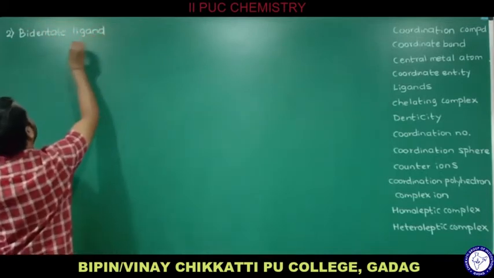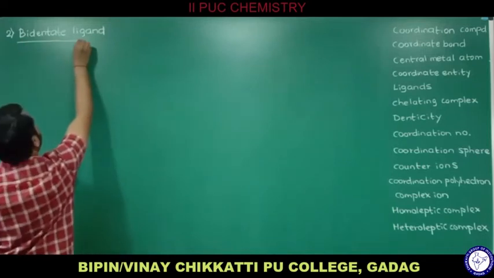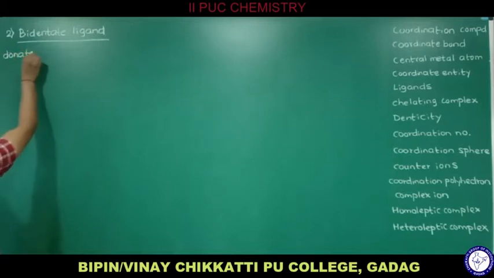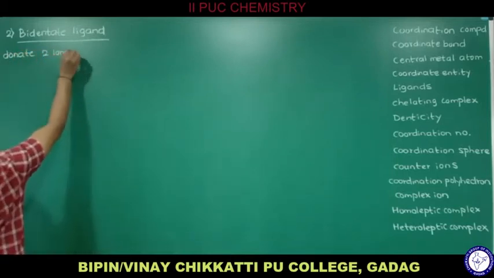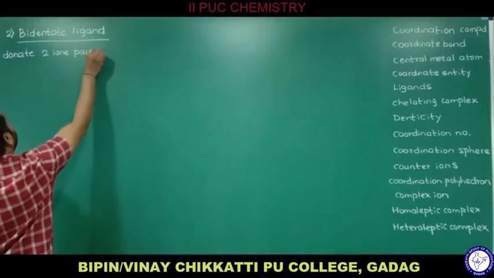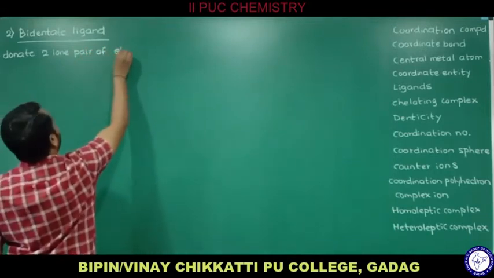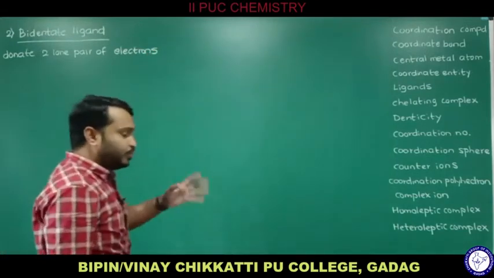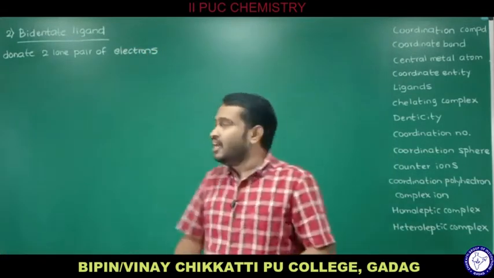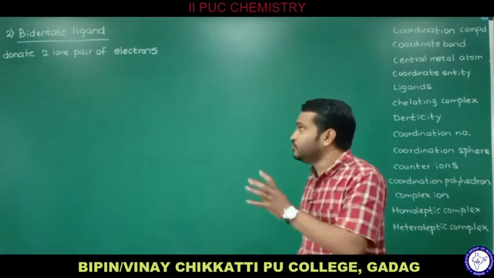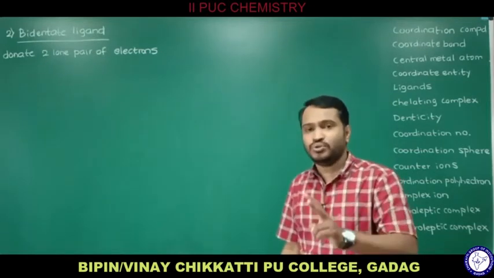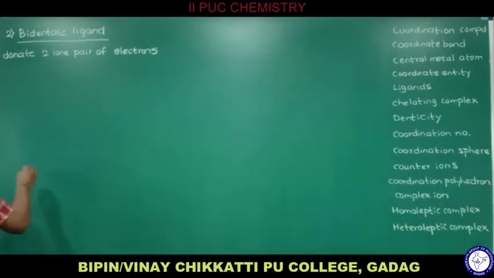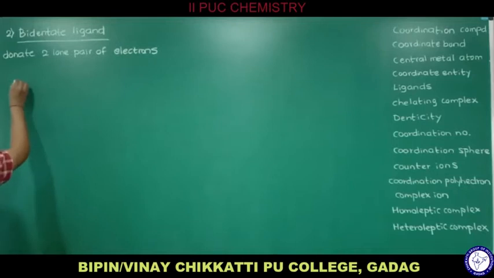As the name indicates, these ligands are going to donate two lone pair of electrons to the central metal atom or ion through coordinate bond, so that a complex compound or coordination compound is going to be formed. Bidentate ligand: two lone pair of electrons have to be donated. Examples we'll see. One example I'm going to write here is oxalate.